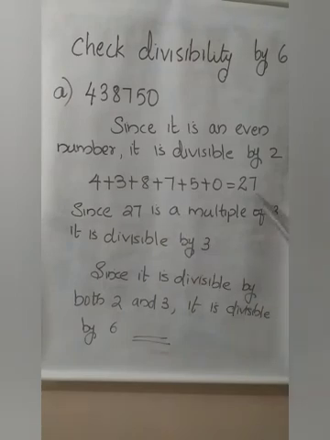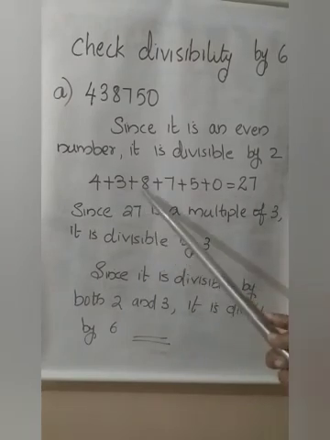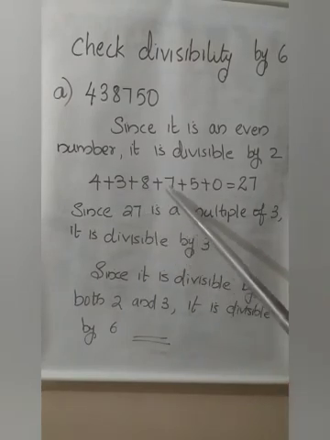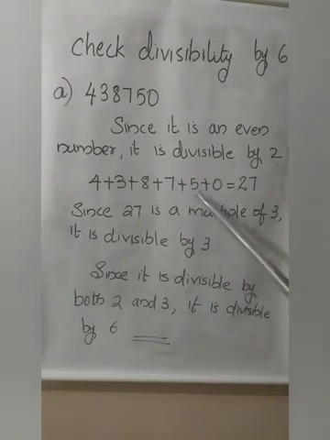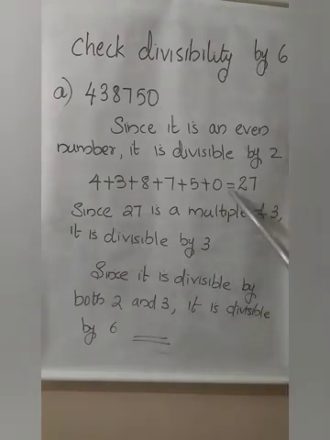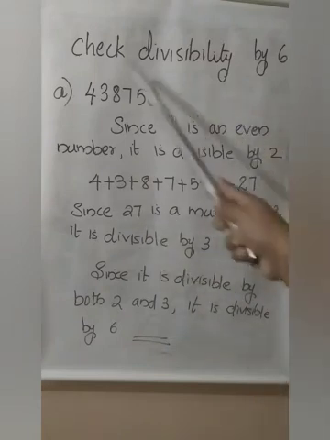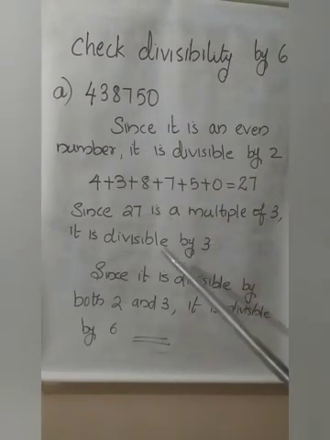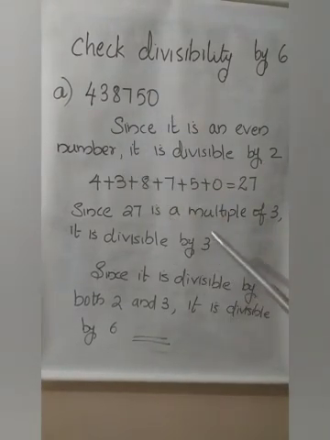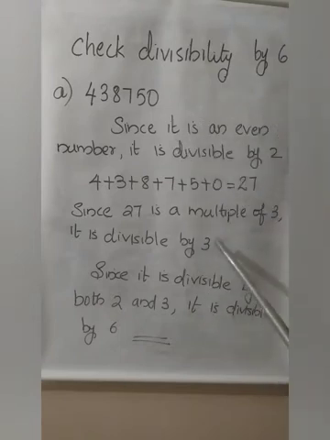When we are adding the digits, 4 plus 3, 7. 7 plus 8, 15. 15 plus 7, 22. 22 plus 5, 27. 27 plus 0, 27. So, what about 27? Is it a multiple of 3? Yes, it is a multiple of 3. So, since 27 is a multiple of 3, we can say this number is divisible by 3 also. So, we found that it is divisible by 2 and it is divisible by 3. So, the condition for 6 is satisfied.